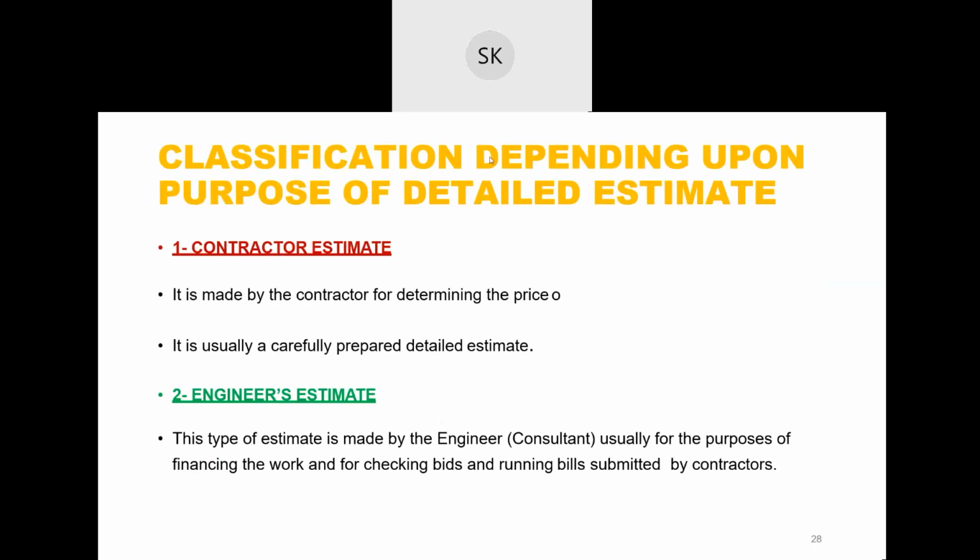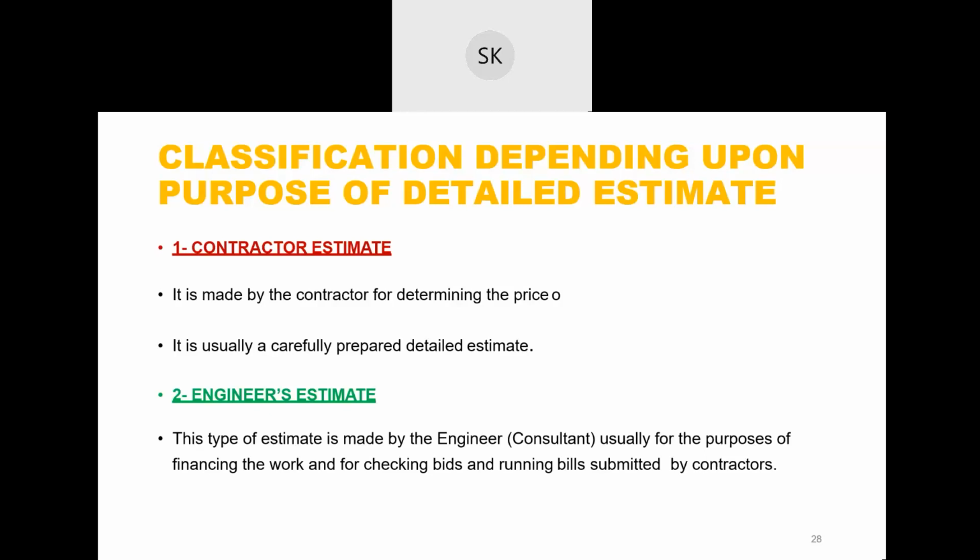Okay, what is the purpose? So number one is contractor's estimate. It is made by the contractor for determining the price. It is usually a carefully prepared detail estimate. So the estimate made by the contractor will be called contractor estimate.